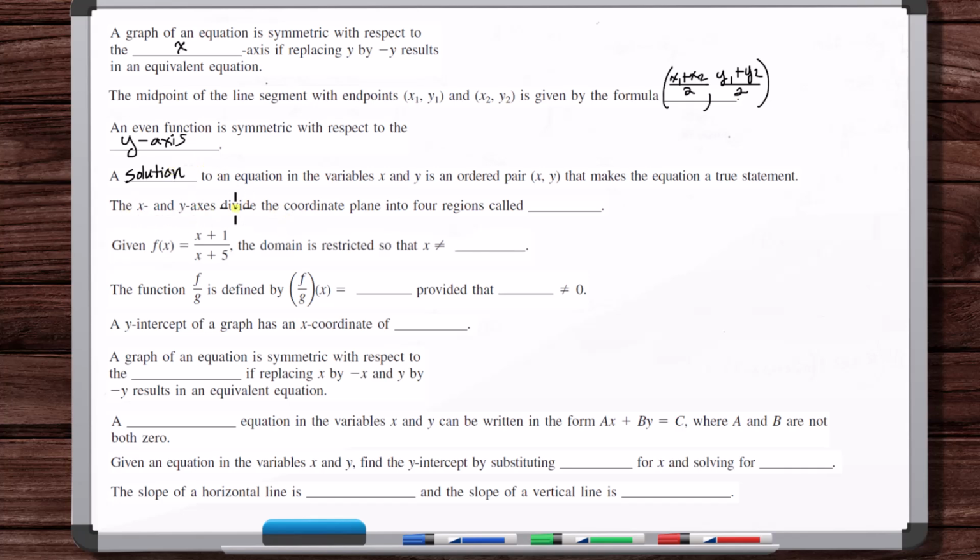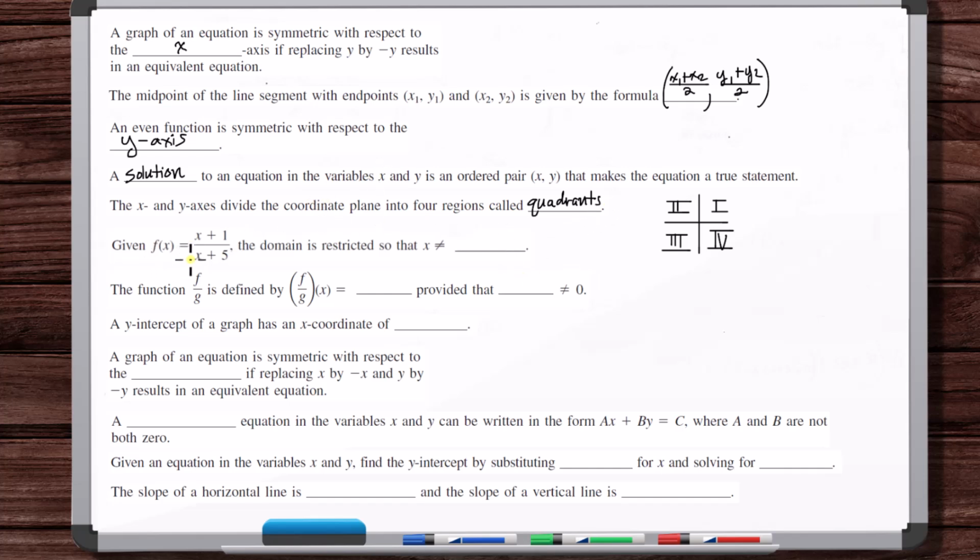The x and y axes divide the coordinate plane into 4 regions called what? Quadrants. The first, second, third, and fourth quadrants.